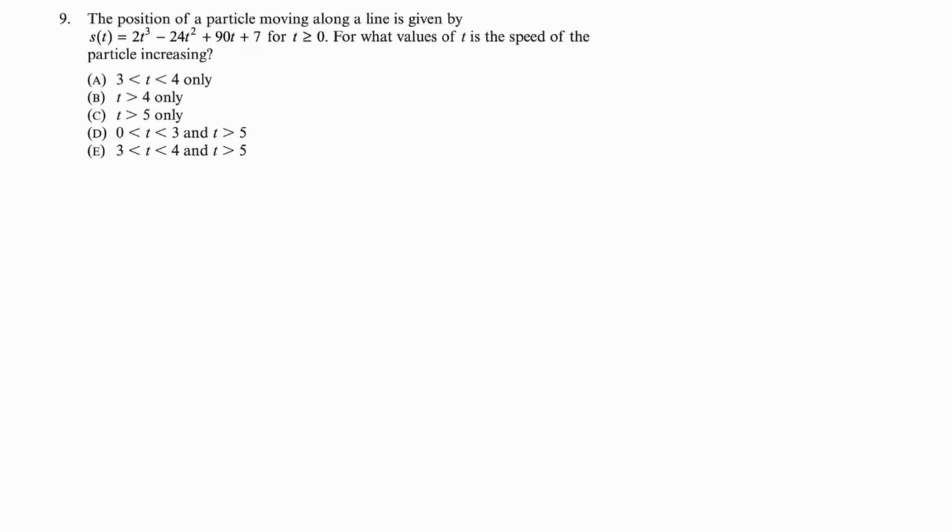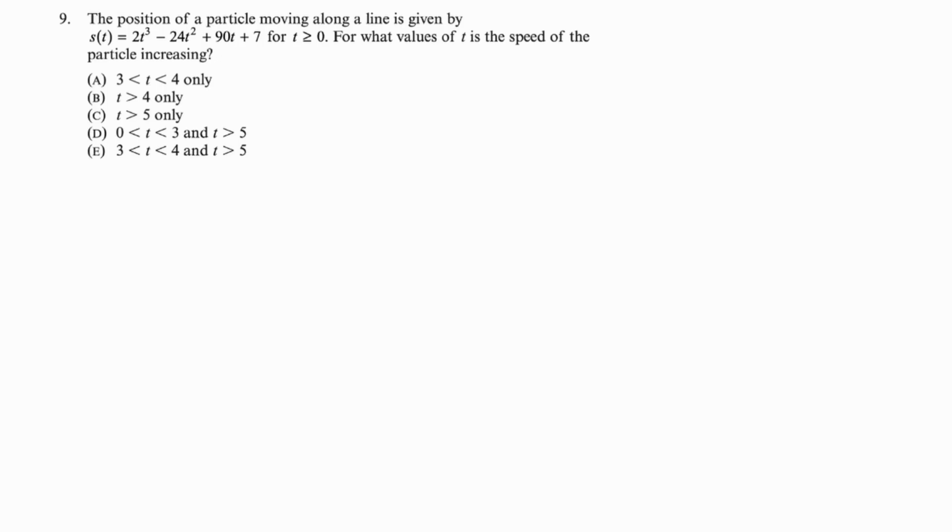9. The position of a particle moving along a line is given by s of t equals 2t cubed minus 24t squared plus 90t plus 7 for t greater than or equal to 0. For what values of t is the speed of the particle increasing? So speed is increasing when velocity and acceleration have the same sign. We're going to do some sign chart work on this.